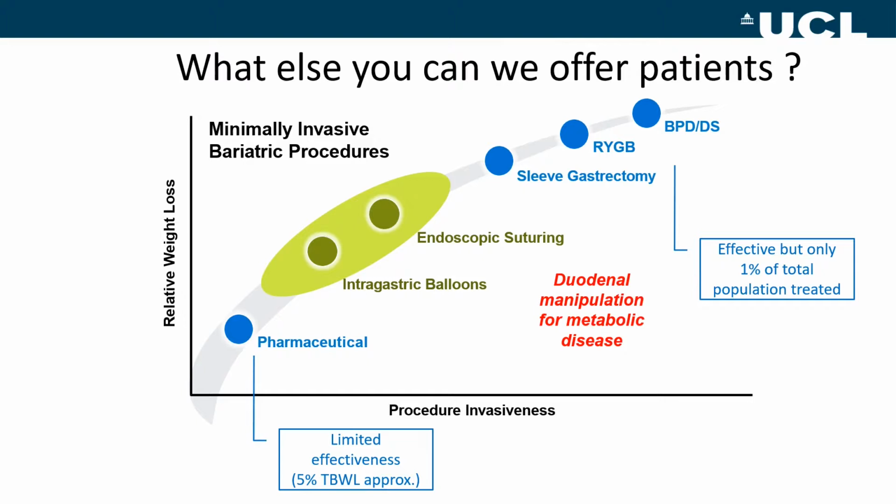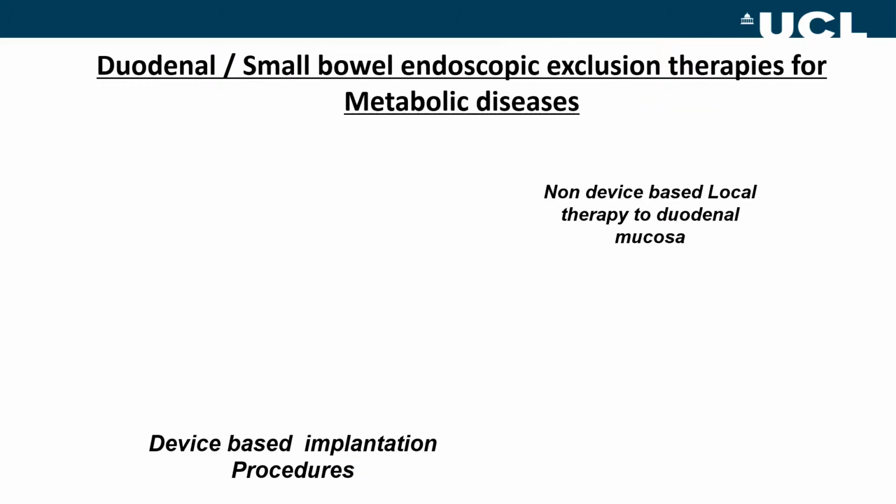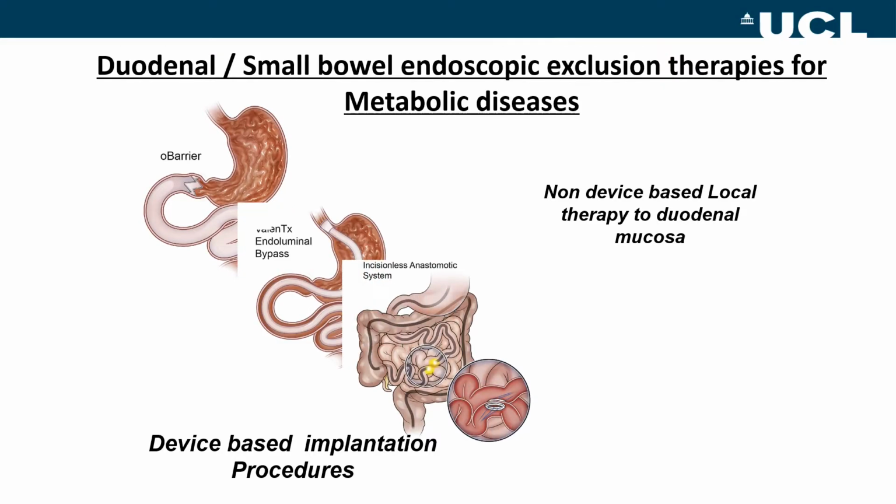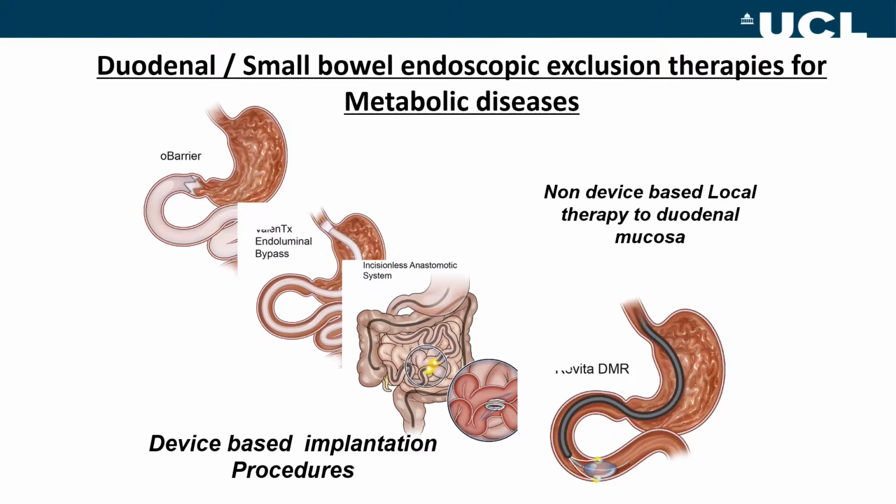The things I'm going to focus on are duodenal manipulation for metabolic disease, but also space reduction with endoscopic suturing. So how can we affect the duodenum? Well, there are different techniques that can look at small bowel manipulation or exclusion endoscopically. These are non-device-based, such as duodenal mucosal resurfacing, which I have experience with, but also device-based implantation procedures.